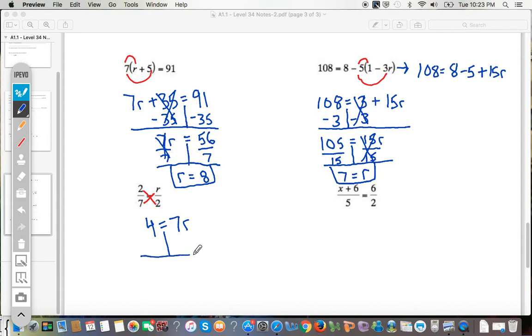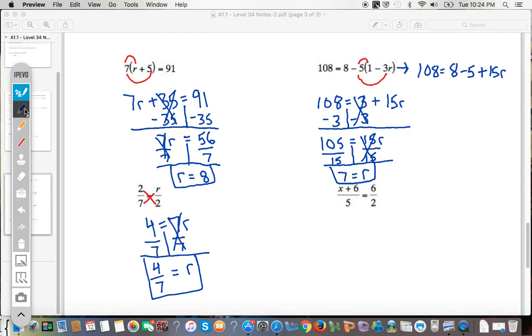So I'll draw my t. Divide by 7 to get the r by itself. 7's cancel. So I'm left with r on this side. And on this side, 4 divided by 7. So can we simplify that at all? No, not really. So, since our instructions said we could leave answers as a fraction, this is a perfectly okay answer. I'll be happy with that. Again, you can put it into decimal form, but you really don't need to.